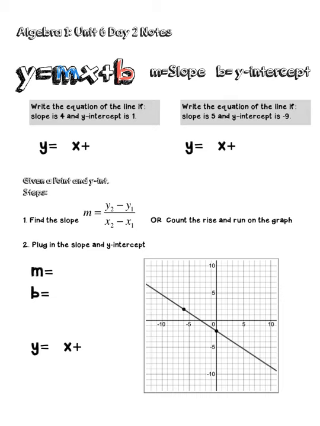The slope is 4. Remember, m is slope. So that goes in front of the x. Then, if the y-intercept is 1, well, your b value is the y-intercept. So you say plus 1.